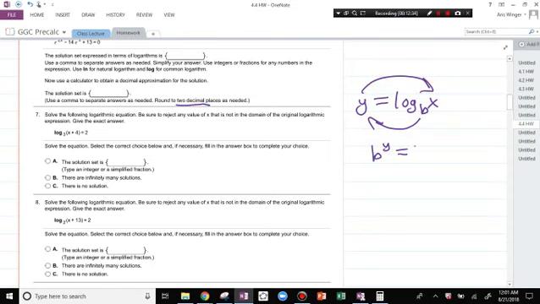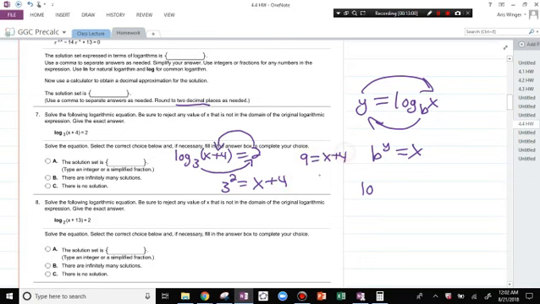And so in this case we have log base 3 of x plus 4 is equal to 2. I'm solving for x. We're going to switch this to exponential form, which allows us to get x by itself. 3 to the second power equals x plus 4. 3 squared is 9. 9 is equal to x plus 4. Subtract 4 on both sides. X is 5.